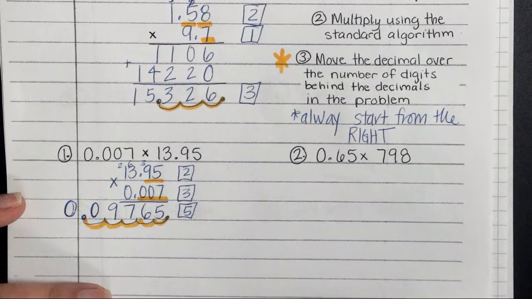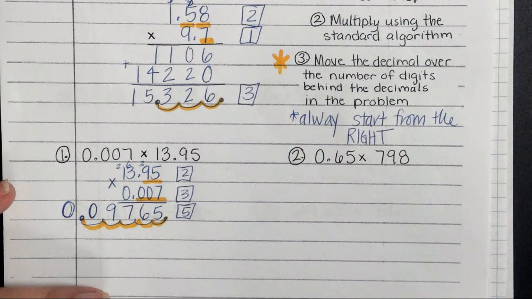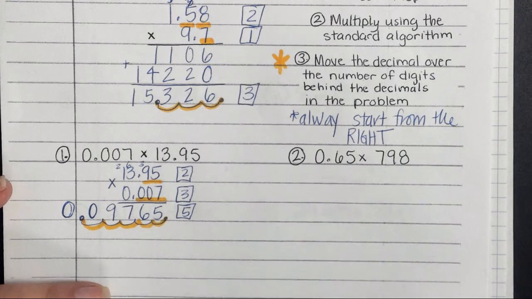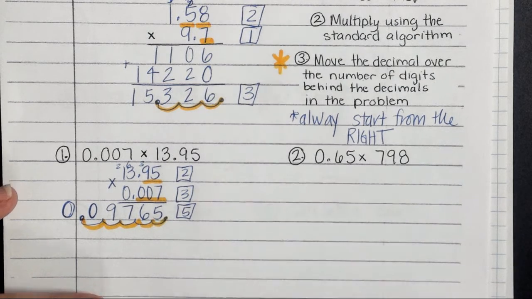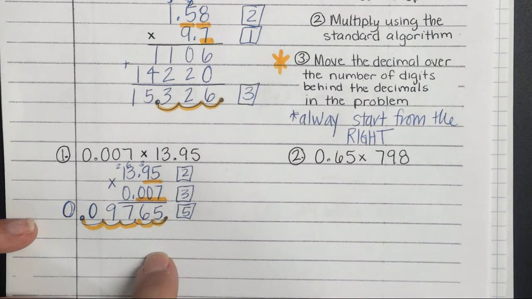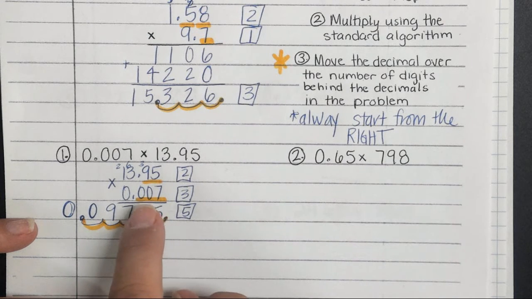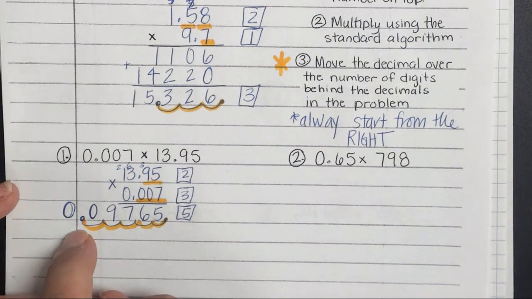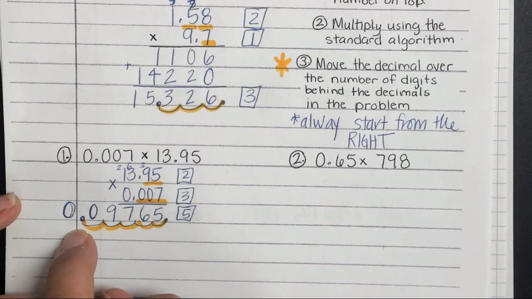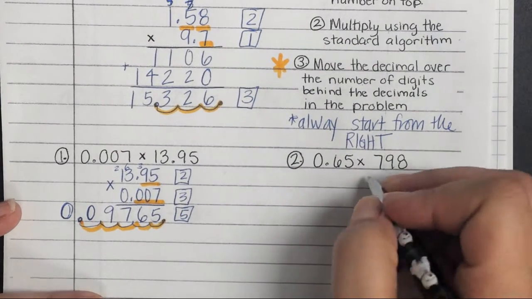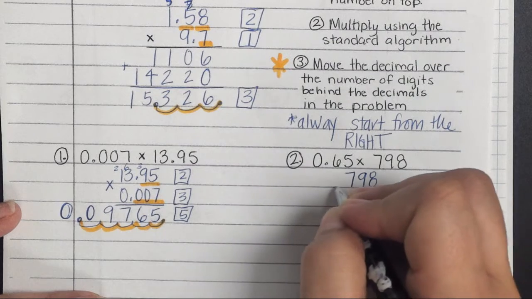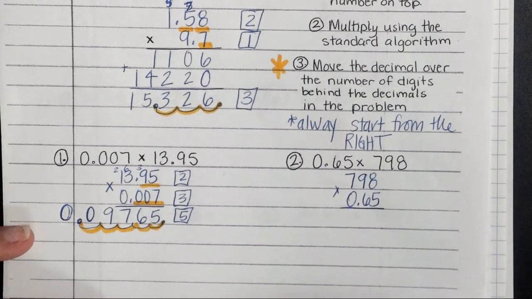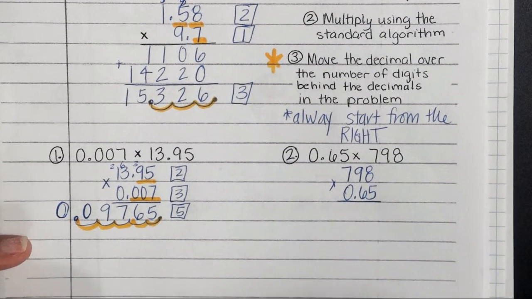Which number do we want to put first? They are both equal, but do I want to multiply by 3 numbers or 2? 2. Question: what if we don't add the second 0? No, you don't have to have it. That's perfectly fine. It doesn't change the value, so you can put it or not. Let's put the 798 first, times 0.65. That way we're only having to multiply by 2 digits instead of 3.